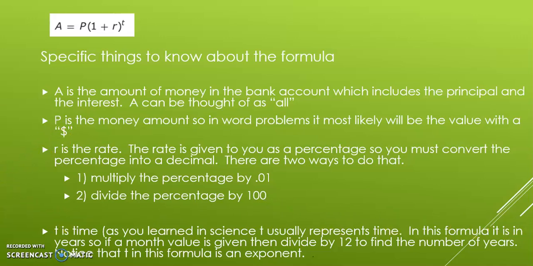The rate is given to you as a percentage, so you must convert the percentage to a decimal. There are two ways to do that. Multiply the percentage by 0.01, or you can divide the percentage by 100. Both work. T is the time. You learned in science, T usually represents time. This is the same thing. In this formula, it is years. So if a month value is given, you must divide it by 12 to find the number of years. Notice T in this formula is an exponent. Again, that's a huge thing.